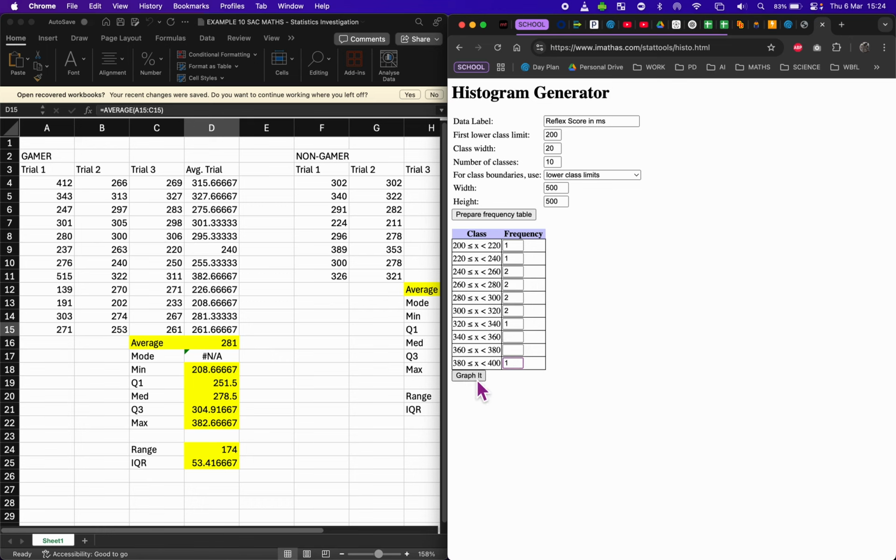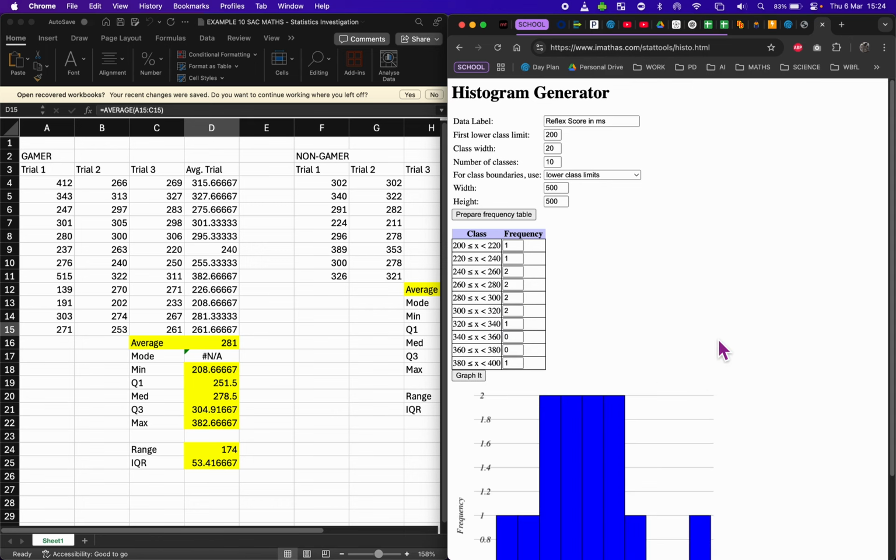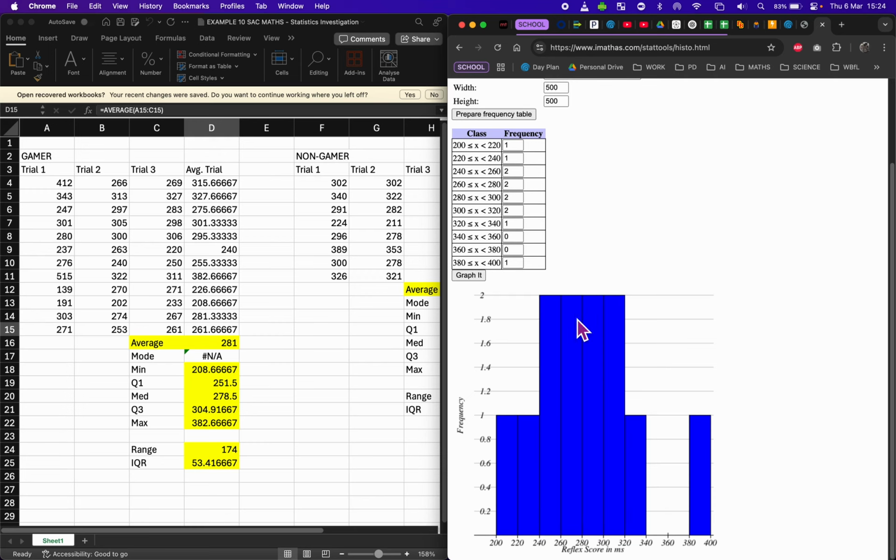I can graph this now. Oh, I have to put zeros there. Graph it. There's your histogram. So you can see there's a peak of data on the lower end.